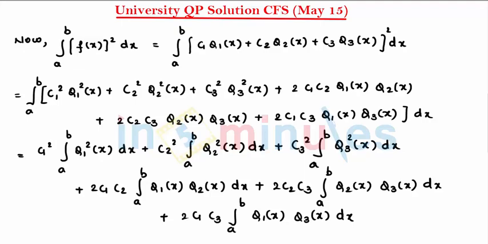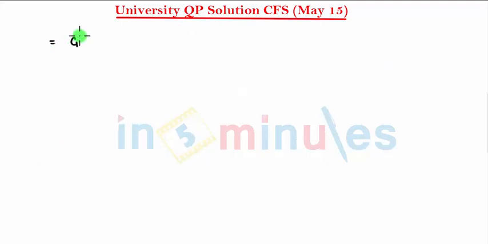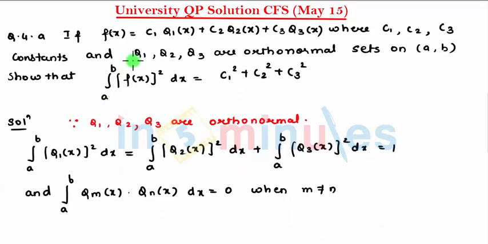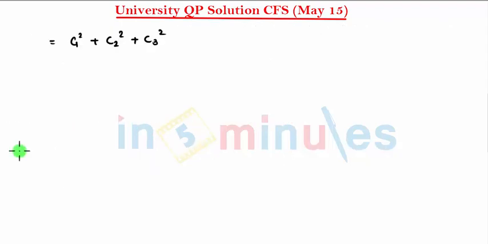So now this can be written as c1 square plus c2 square plus c3 square, because as you know students, the integration from a to b of q1 square, the same as q2 square and q3 square, these have values of 1. So I can say this is 1, this is 1, this is 1, and these come to be 0, 0 and 0. Hence we can say that the integral from a to b of the function square dx is c1 square plus c2 square plus c3 square, and that completes my sum.